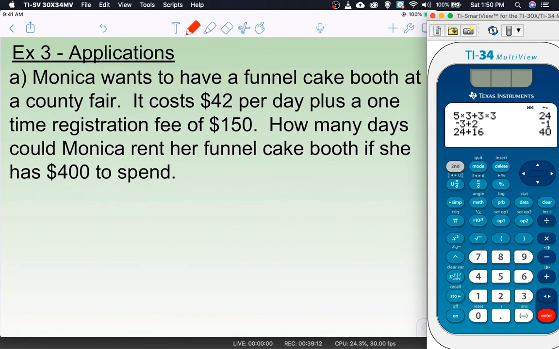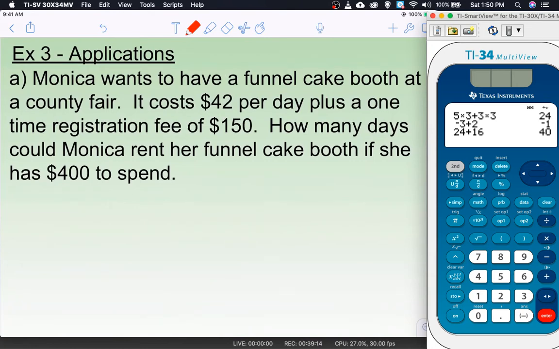All right, so now we're into the application stage of the lesson. This problem says Monica wants to have a funnel cake booth at a county fair. It costs $42 per day, plus a one-time registration fee of $150. How many days could Monica rent her funnel cake booth if she has $400 to spend?